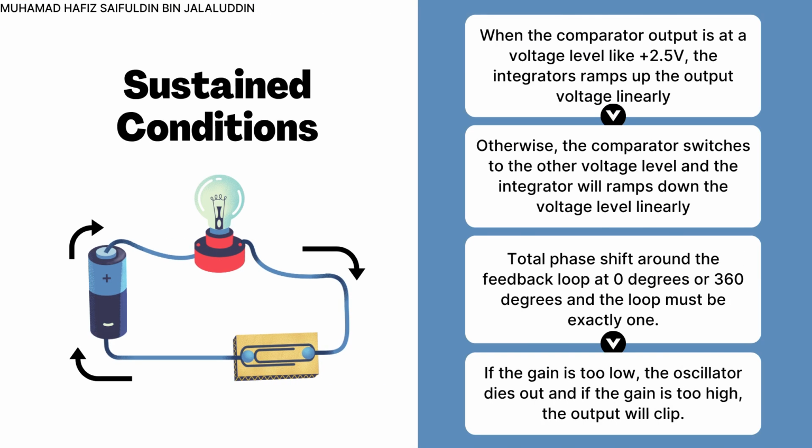Okay, for the sustain condition, when the comparator output is at a voltage level like positive 2.5 volts, the integrator ramps up the output voltage linearly. Otherwise, the comparator switches to the other voltage level and the integrator will ramp down the voltage linearly. Other than that, the total phase shift around the feedback loop must be 0 degrees or 360 degrees and the loop gain must be exactly 1. But if the gain is too low, the oscillation dies out, and if the gain is too high, the output will clip.